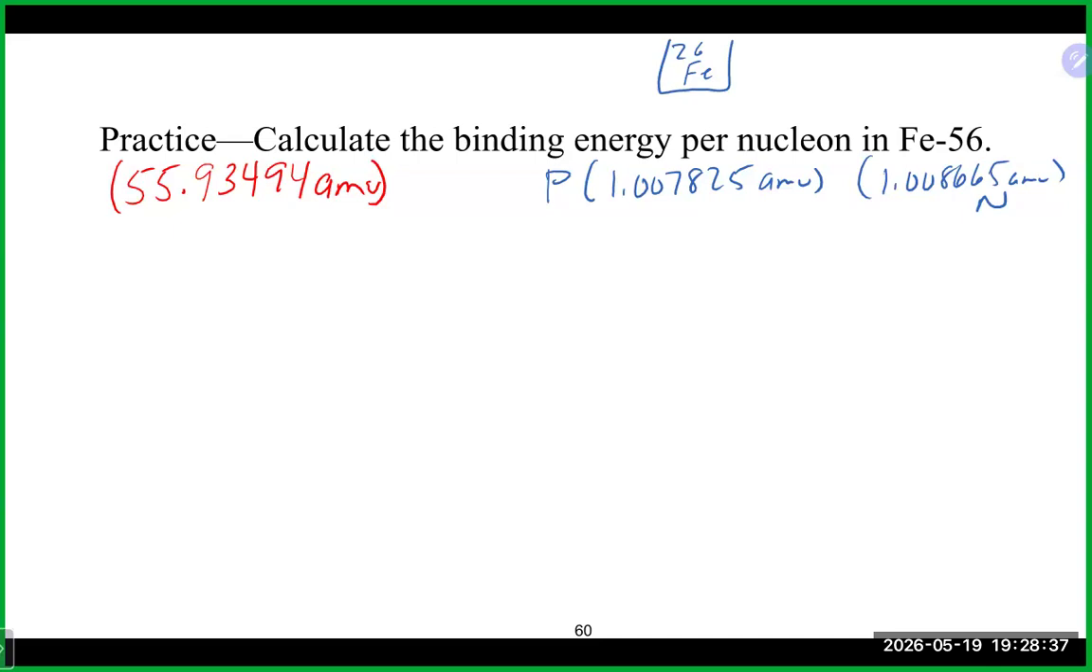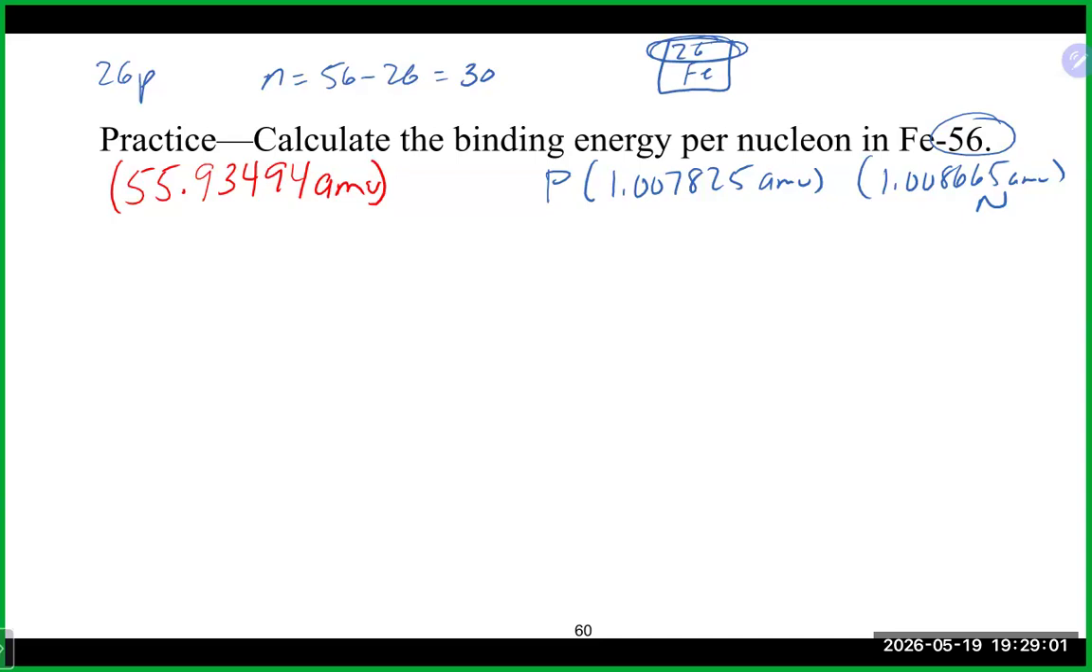All right, so let's take a look at this one. For iron-56, we'll get our protons and our neutrons. From the periodic table, that's going to give us 26 protons. For our neutrons, you take the mass number, which is 56, minus our atomic number, which is 26. And that does look like 30 neutrons in this case.